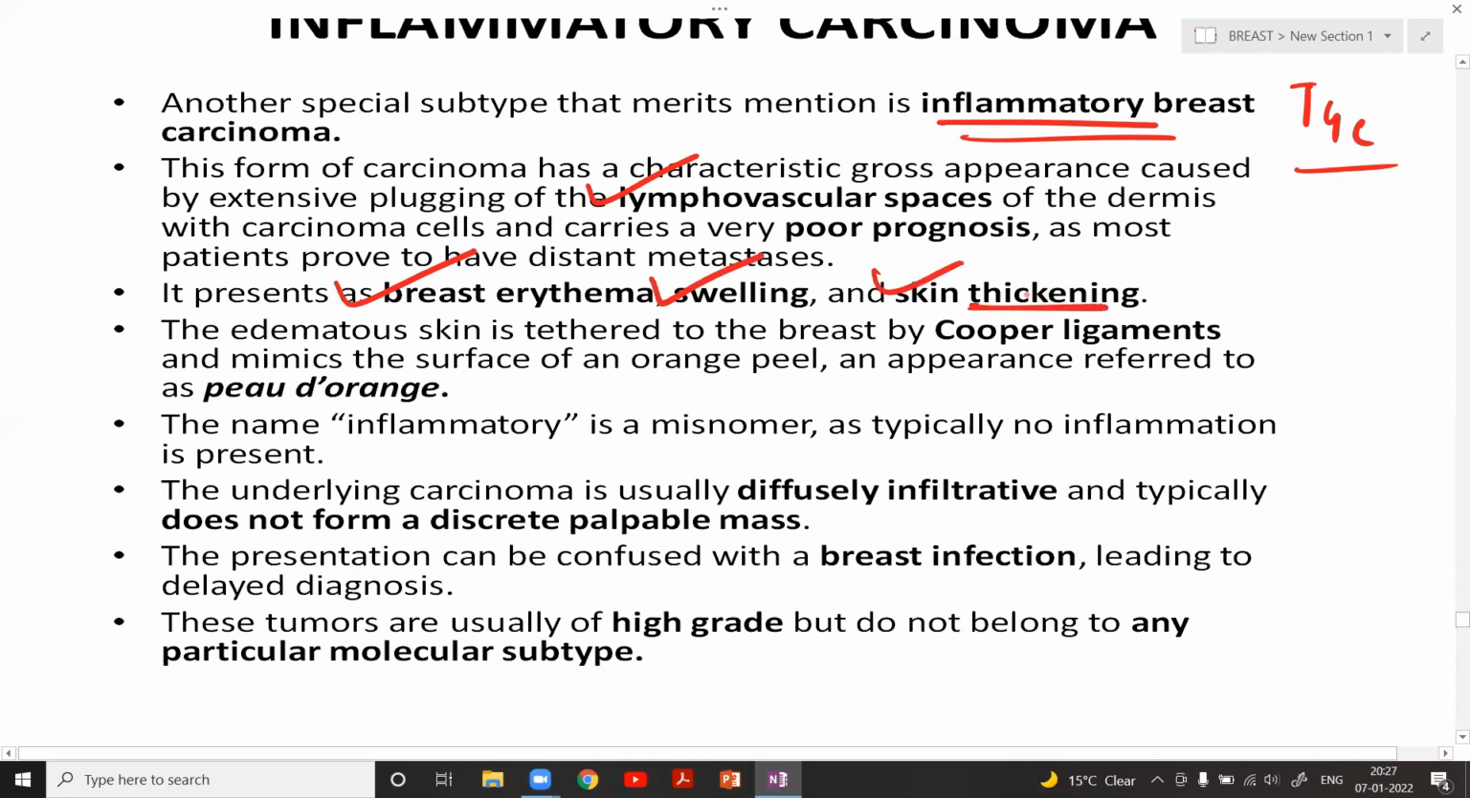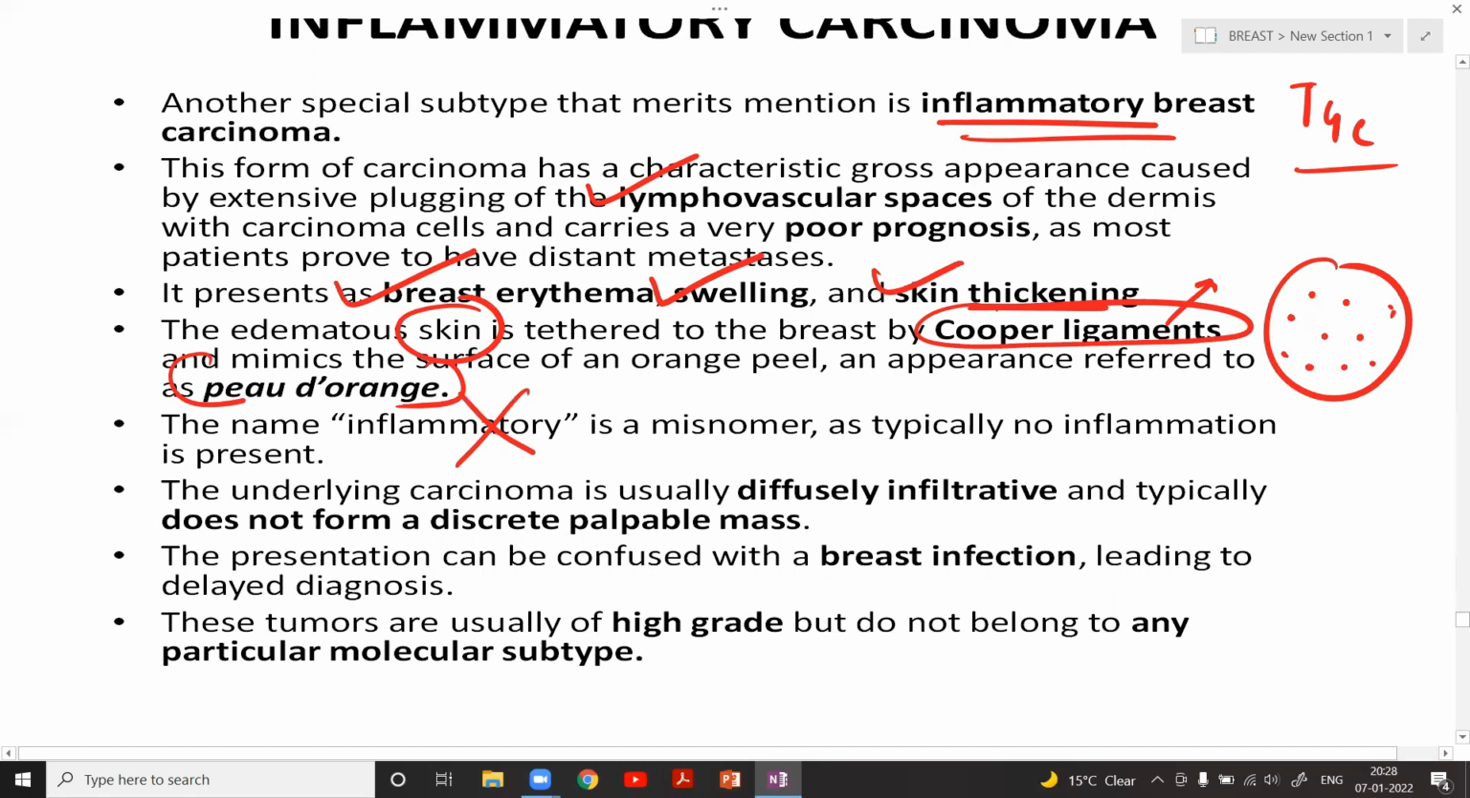Because of the associated edema, the edematous skin is tethered to the Cooper's ligaments of the breast, and as a result, these ligaments retract, giving rise to dots which appear like the dots on an orange. That is the peau d'orange appearance. Remember, the term inflammatory is a misnomer because there is no inflammation as such.